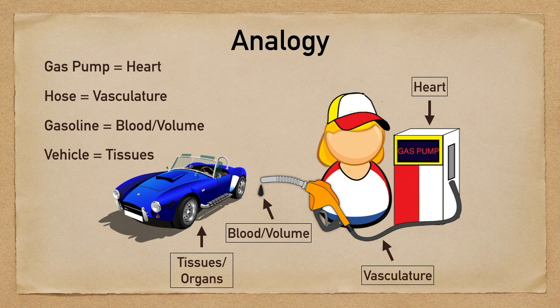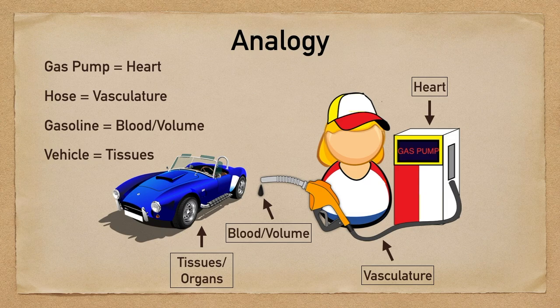Now that we have a good understanding of what shock is, we're going to start talking about the different types of shock. In order to better understand the different types of shock, we're going to be using a simple analogy using a gas pump. I think this analogy is great because it really outlines the underlying mechanism of each type of shock. So here's how it works. The gas pump represents the heart, which makes sense. The heart functions as a pump to deliver blood to the rest of the body.